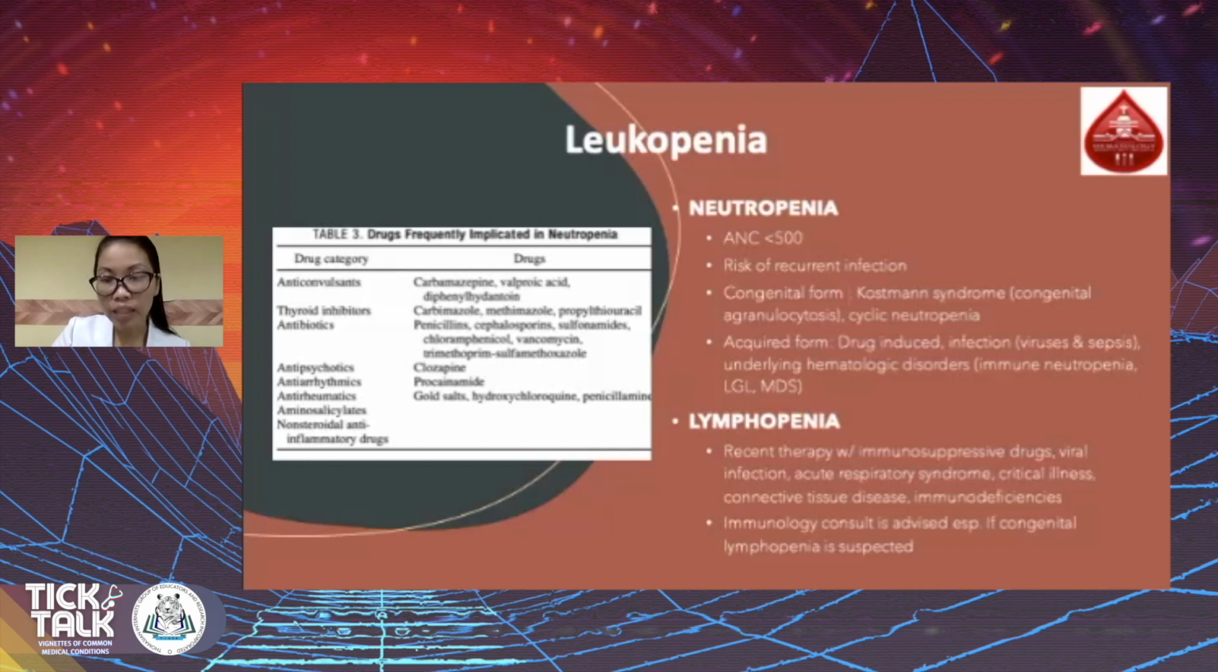Lymphopenia, on the other hand, is defined as a total lymphocyte count of less than 1, or in some books 1.5, which is most of the time a result of recent therapy with immunosuppressive drugs, sometimes also glucocorticoids. Some patients have a clue to an underlying connective tissue disease and immunodeficiencies. Now it's also implicated or of clinical value for patients with COVID infection. Immunology consult is advised, especially if congenital lymphopenia is suspected.